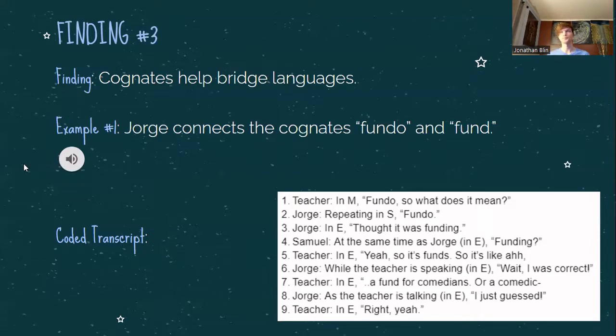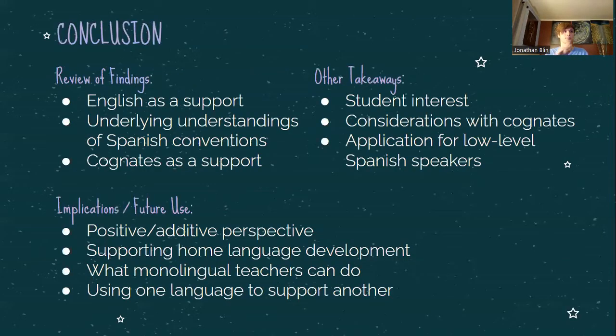So what does it mean? Yeah, so it's fun. So it's like a fun for comedians, a comedian, right? Yeah. I don't know if you can hear in this example, but Jorge in the background was excited that he got this connection because he just guessed. He was like, oh, fundo means fund, and he got it right. And so he was enthusiastic about that. It shows how cognates can be useful.